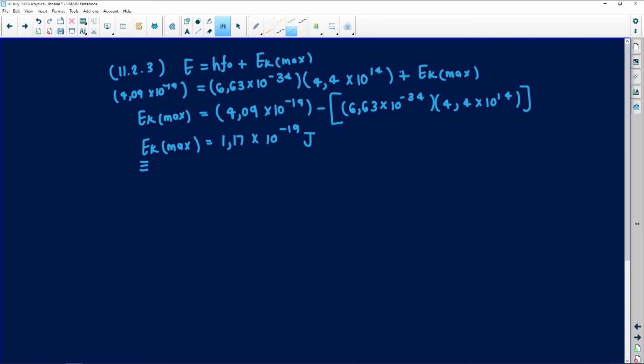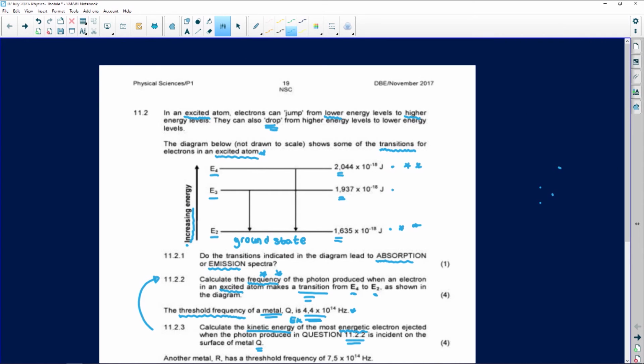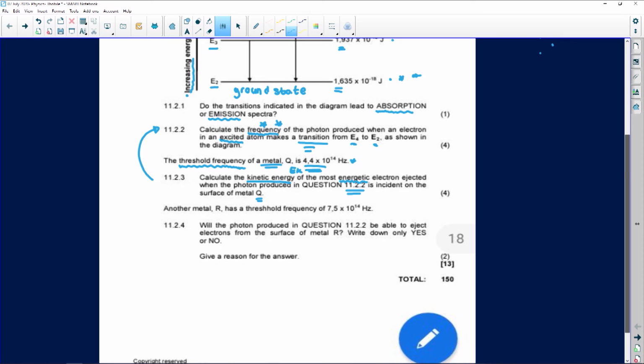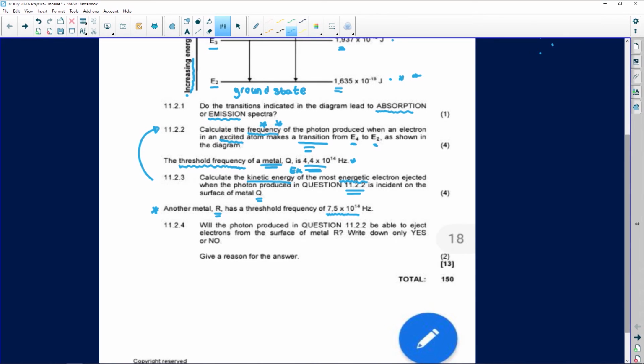Okay, now we are moving to another question. Let's see what it says now. So we've calculated this one, and then they're telling us we have another metal, which is R, and this metal has a threshold frequency of 7.5 times 10 to the negative 14. Now remember that all metals will not have the same threshold because not all metals are the same. The intermolecular forces are also not the same, so different metals might require different thresholds. So in this case, they're giving us R, and as you can see, we've got a different threshold. And the question says, will the photon produced in 11.2.2 be able to eject electrons from the surface of metal R?